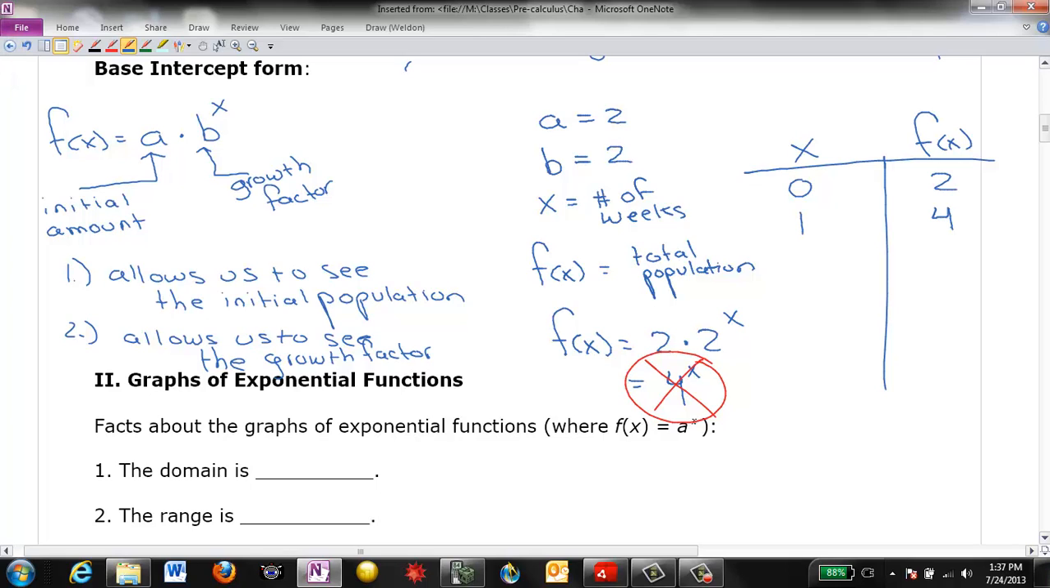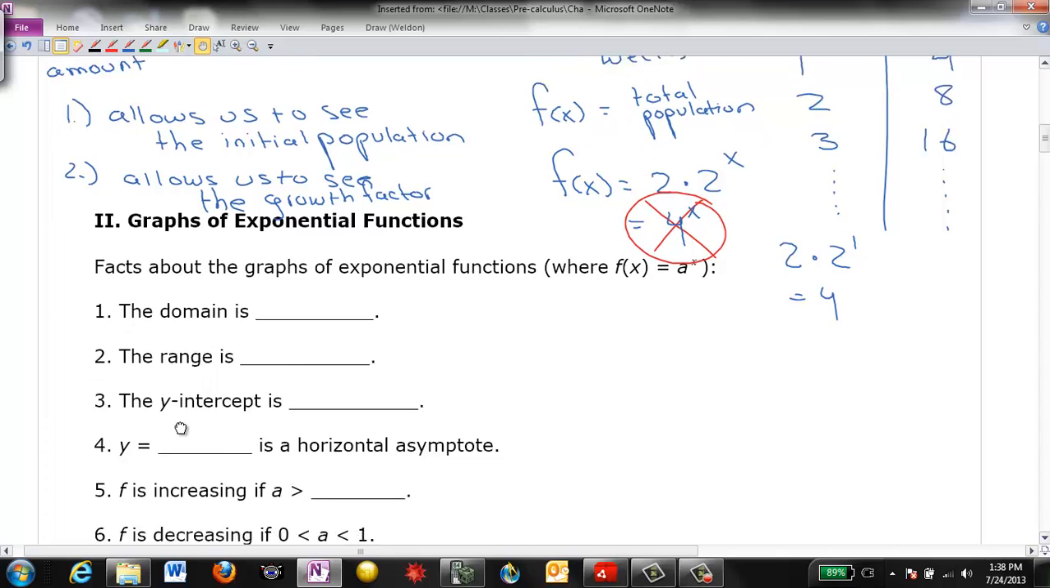Does that work in our function? Does our function that we have written here symbolically represent that? And in fact, it does, right? So if I take 2 times 2 raised to the first, that's 4. So 2 weeks pass by and I get 8 rabbits. 3 weeks pass by and I get 16 rabbits. And you should try this in your function that you constructed. You'll see that this is a good symbolic representation of this particular population growth, right? And this would continue on and on as long as we're observing this population. All right. So there's an example of using that base intercept form.